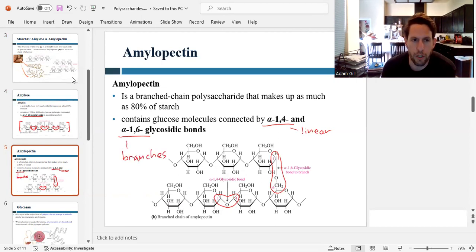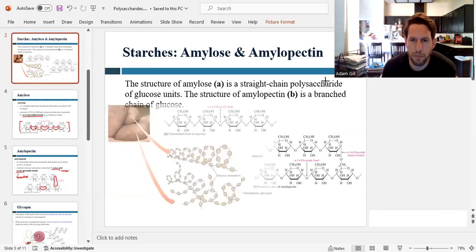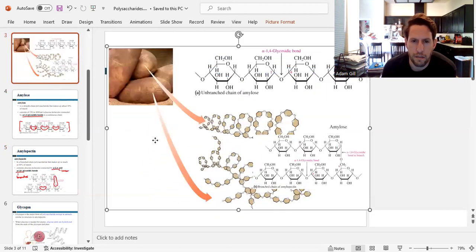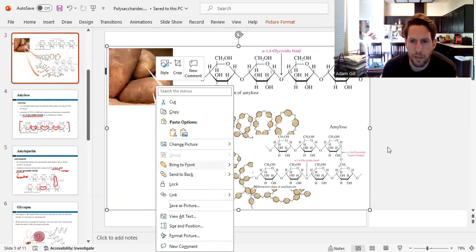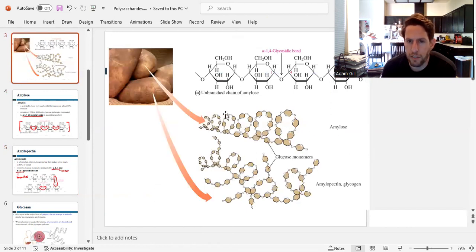And so going back to our cartoon structure, if I was to blow this up a little bit, you can see amylose is just this linear coil, whereas amylopectin has these branches sticking off. Everywhere there's a 1,6 glycosidic bond. So branched chains.